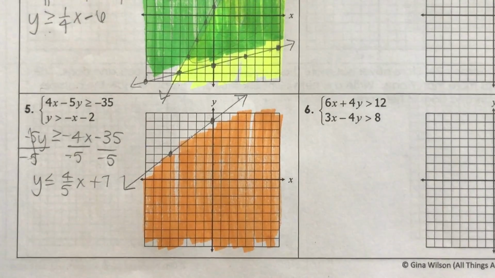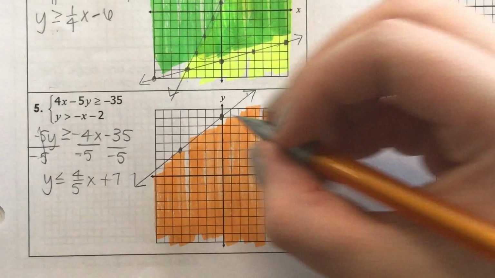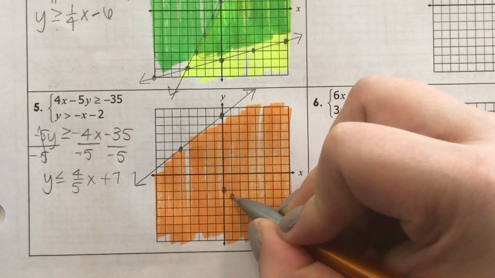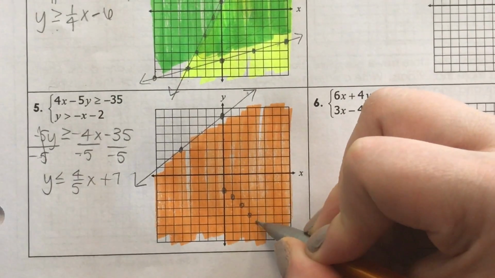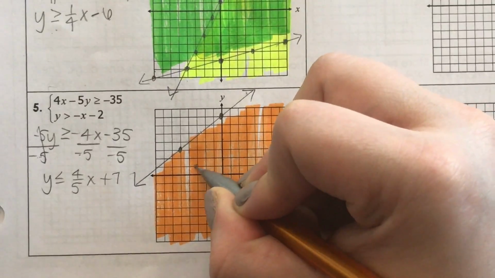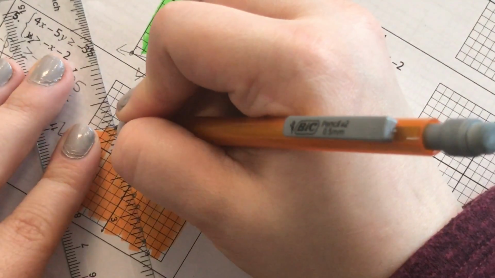And let's graph the other line, which is really nice. It's already in slope-intercept form, so I start at -2. And I go down 1 over 1. Then I can go back. I'm not going to go back all the way. This is a dashed line since it's strictly greater than.